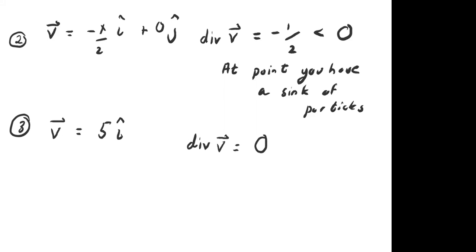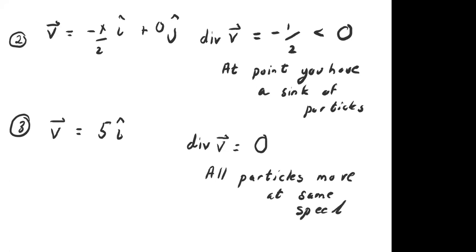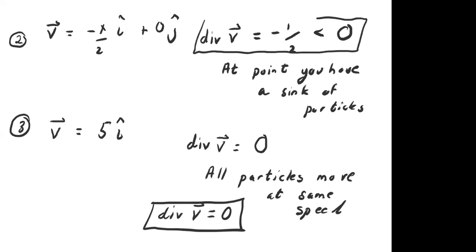In this particular case, all the water molecules are going to be moving at the same speed. And that's what happens when you have a vector field whose divergence vanishes. So it makes a difference whether or not the divergence of a vector field is positive or negative or zero, because that physically tells you something about the field itself.